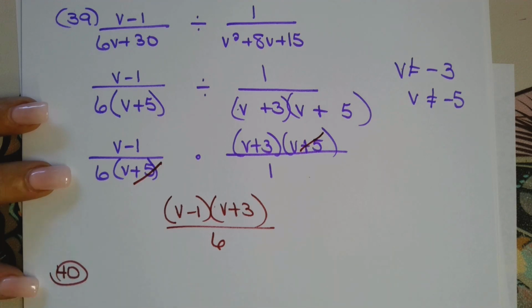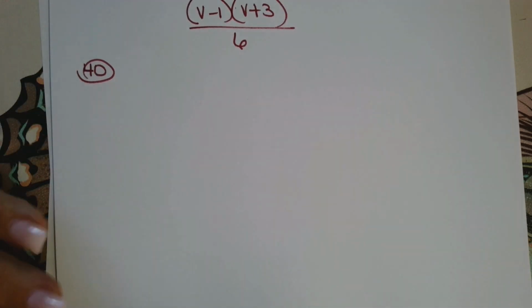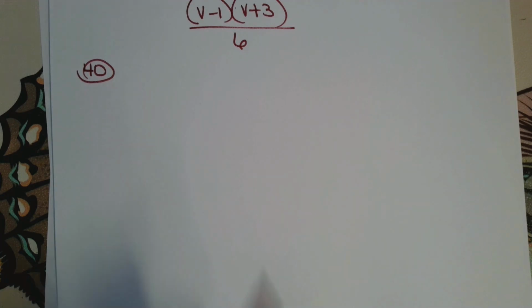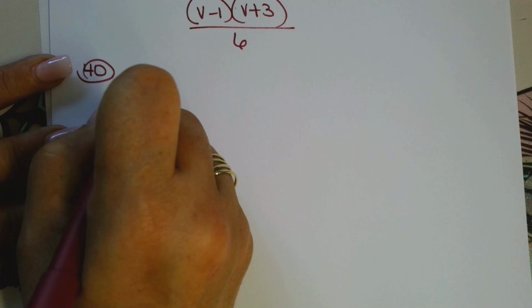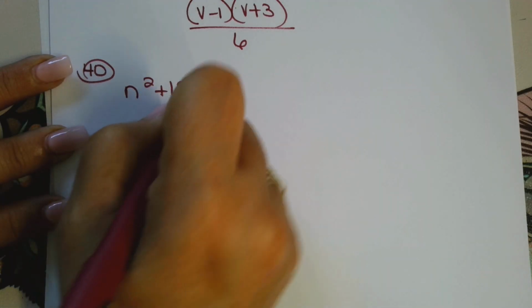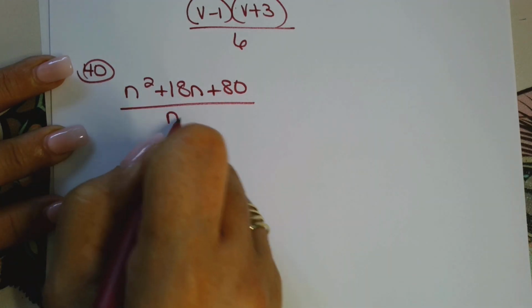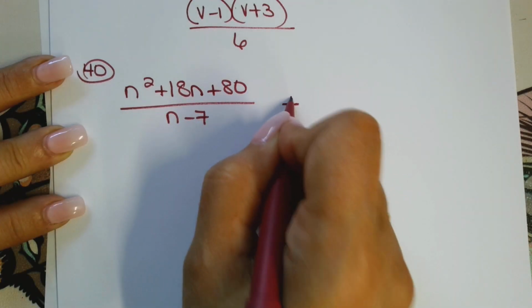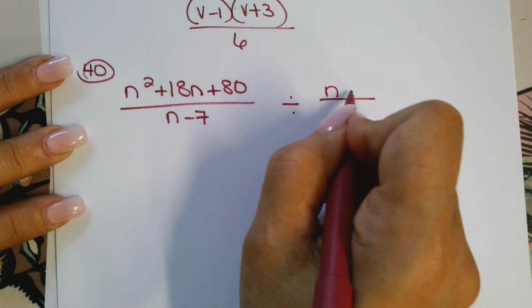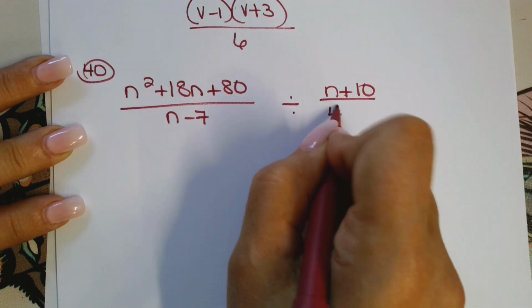Okay, and drum roll, guys. We made it to number 40. If you are still with me, good job. I knew you would do it. Let's do this one, and there'll be a different video for graphing. All right, so we're dividing, and this is n plus 10 over 4n.